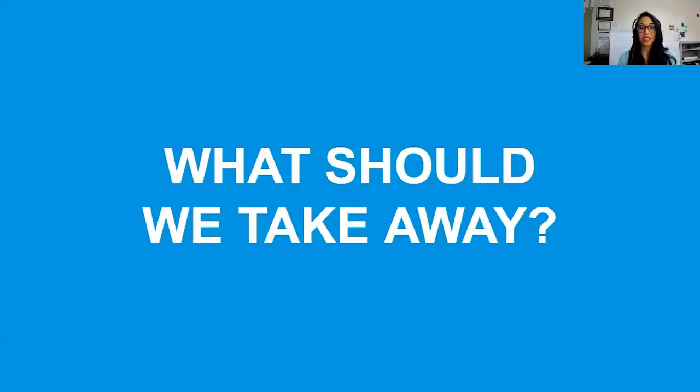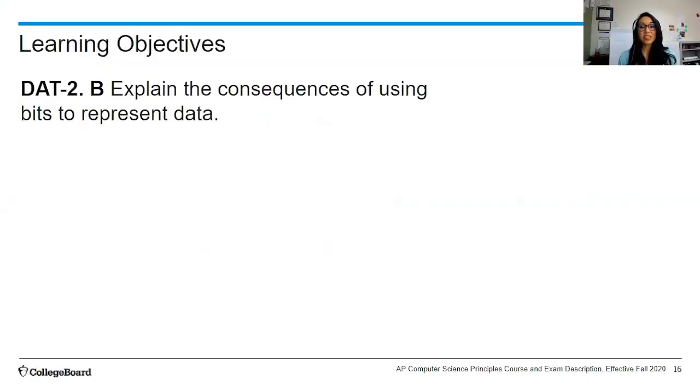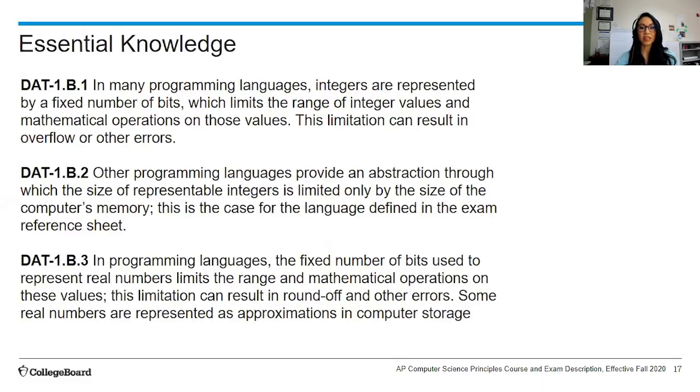We've reached the end already. That was so quick. So what should we take away today? So we talked about the consequences of using bits to represent data. And again, specifically, we looked at overflow errors and rounding errors.